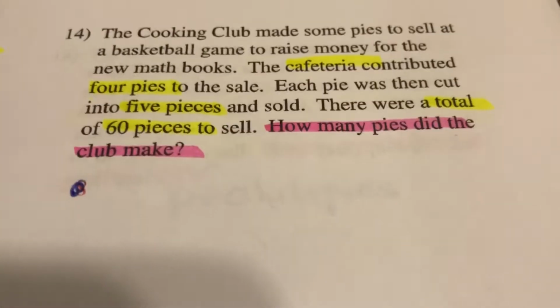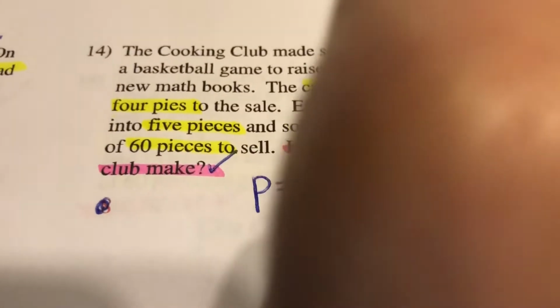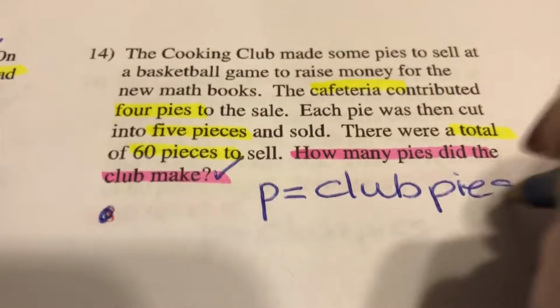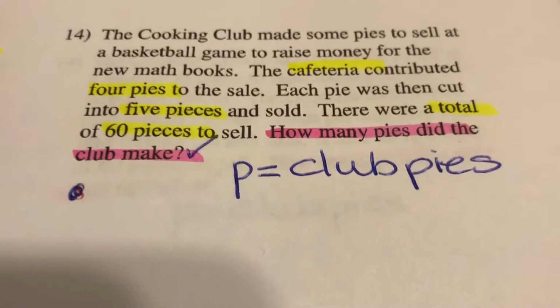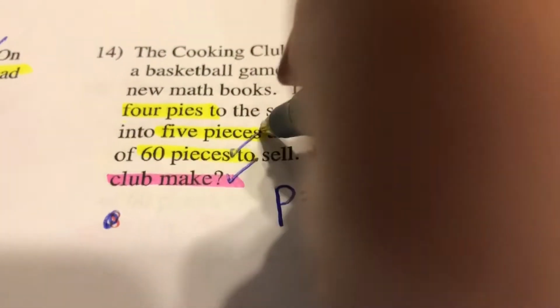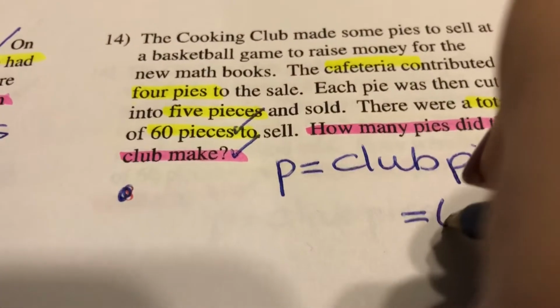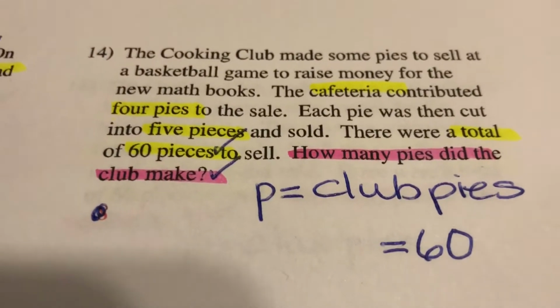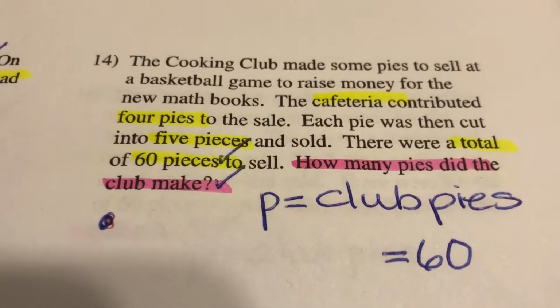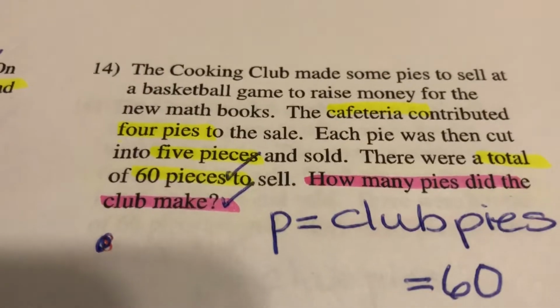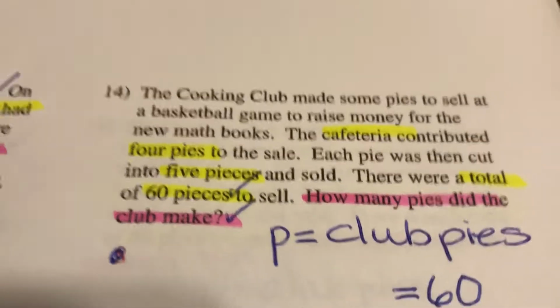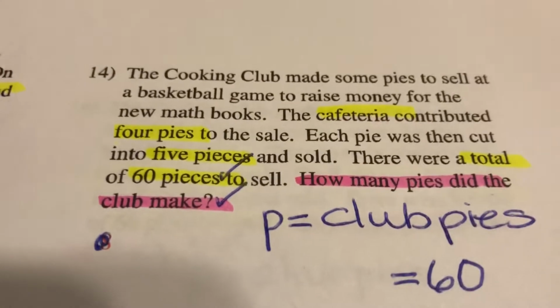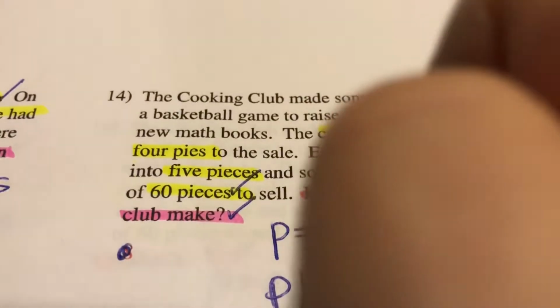And so now I'm going to go ahead and start to set this up. Well, I don't know how many pies the club made, so that's going to be my variable. P is equal to club pies. And then I know that in the end there were a total of 60 pieces to sell, so that's going to equal 60. Because if it was a total, that's what it's totaling. Then I know that the cafeteria contributed 4 pies. But the club also made some pies, and the club pies are P. So my number of pies is P plus 4.